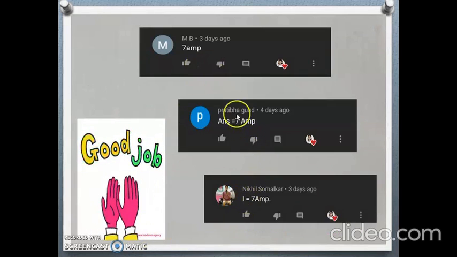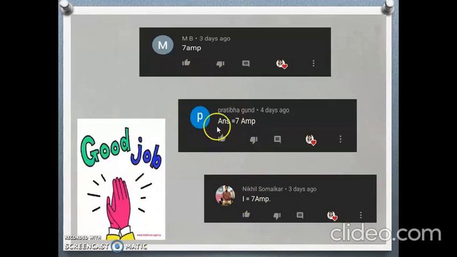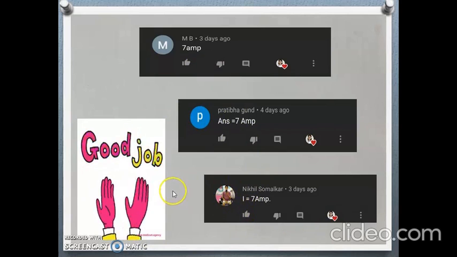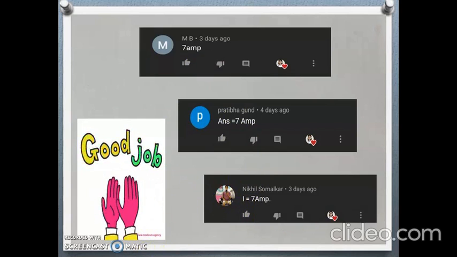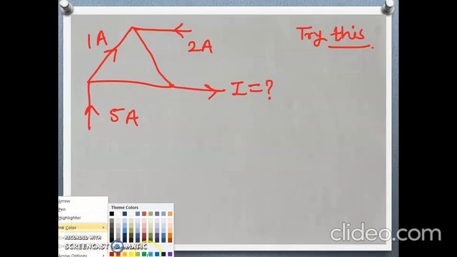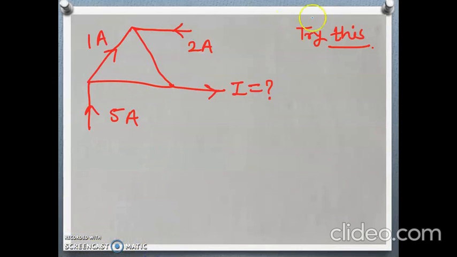These are the students who commented the correct answer for the task given in the last session. Congratulations to them. And this was the question given in the last session, where we have to find this current I.